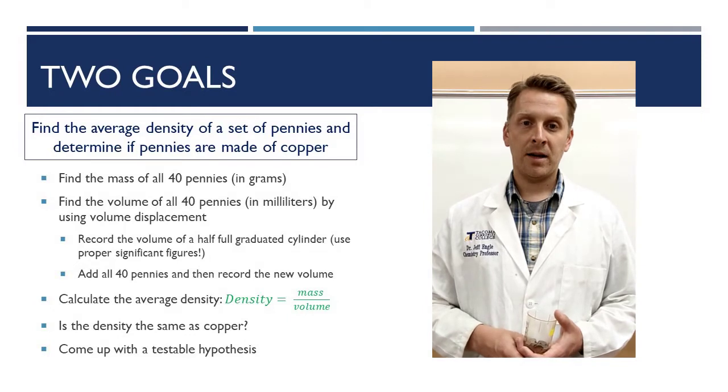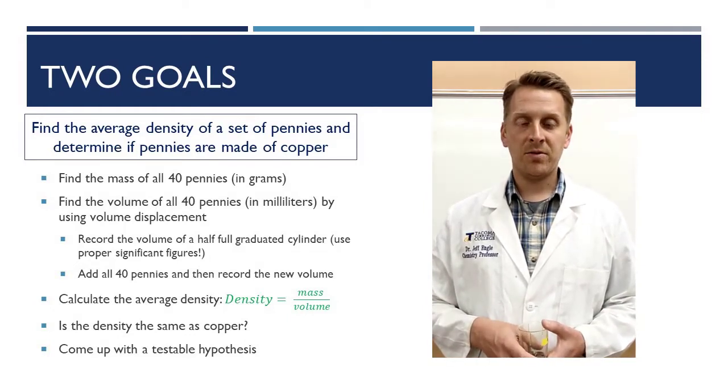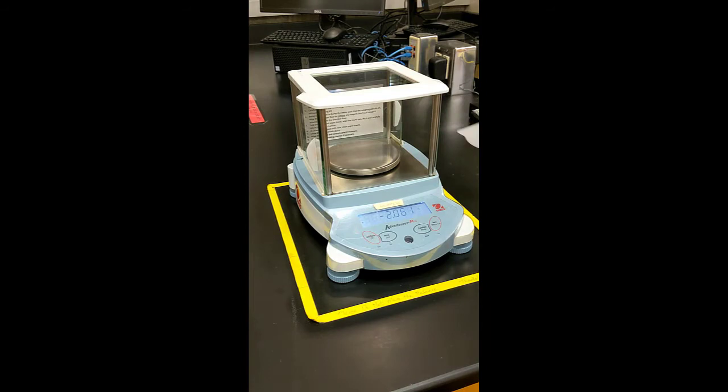In the next set of videos, we'll show you what you would do if you were in lab performing this yourself. The first thing you want to do is find a digital scale, open it up, put a weighboat on, and then hit tare. When you hit tare, that will adjust the value on the scale to 0 grams.